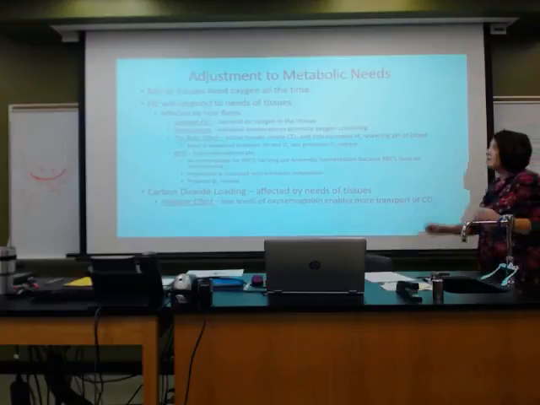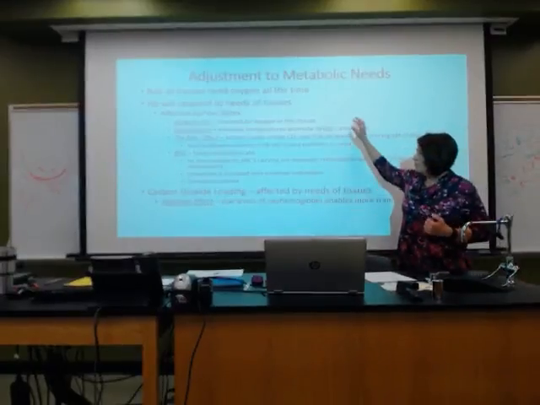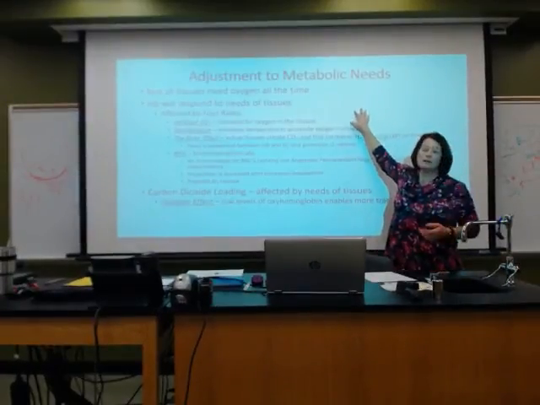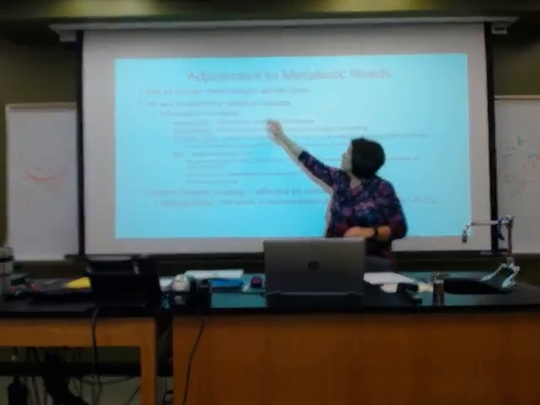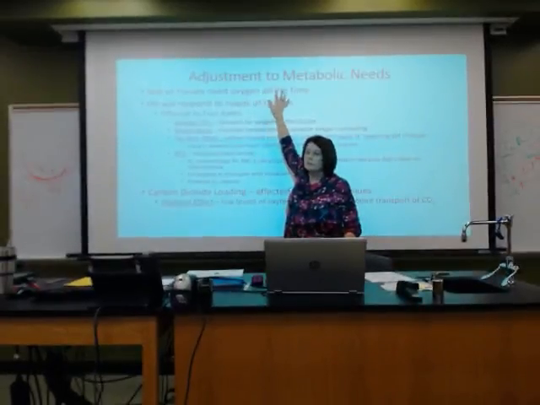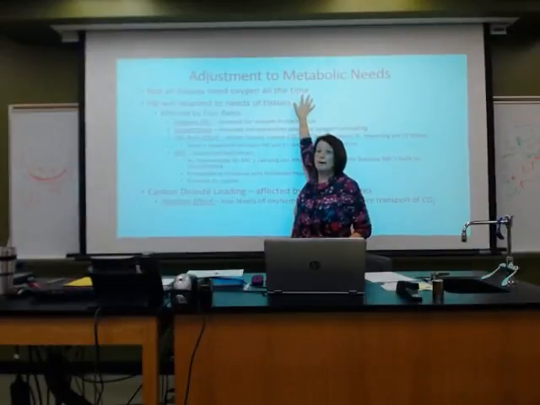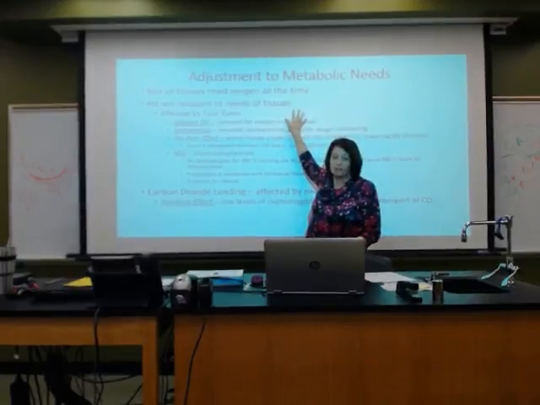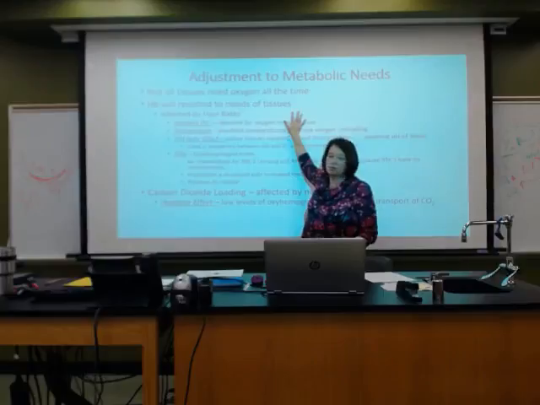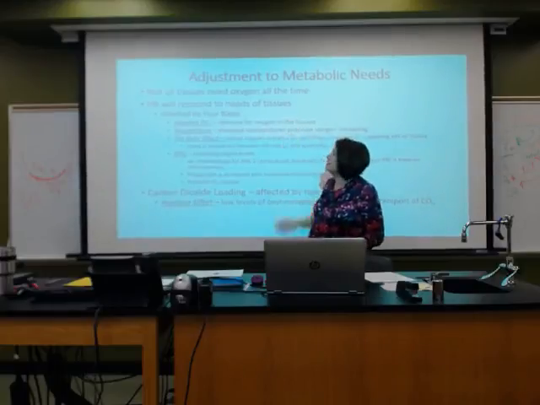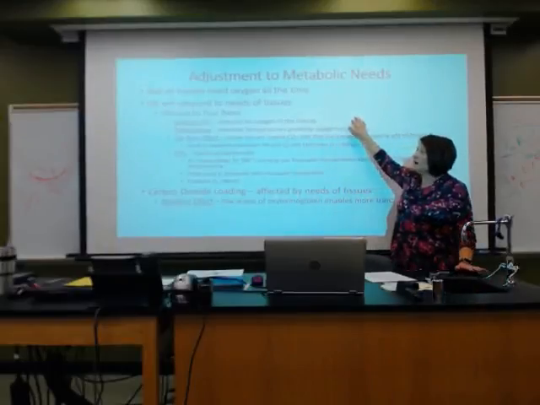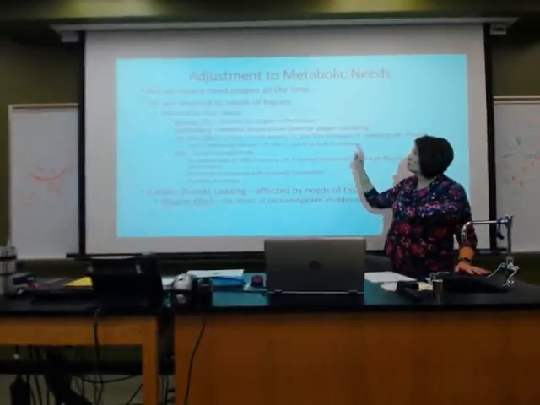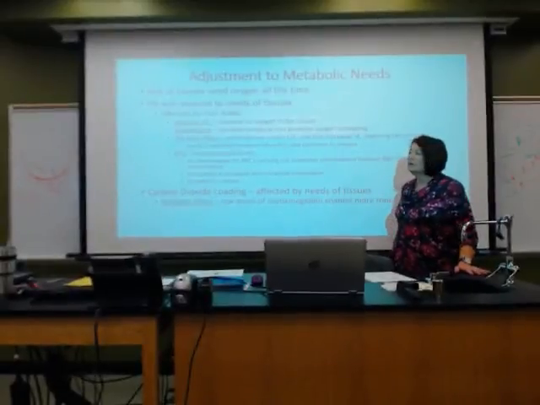Now, this system adjusts to those metabolic needs. So, based upon the tissues that are metabolically active, they are the ones where the oxygen is going to be released. Otherwise, that red blood cell, as it passes through the capillary beds, it's not going to worry about dropping off oxygens at cells that are not metabolically active. So, what we find, the hemoglobin responds to the need of the tissues.